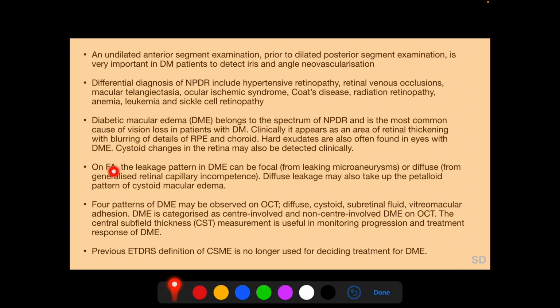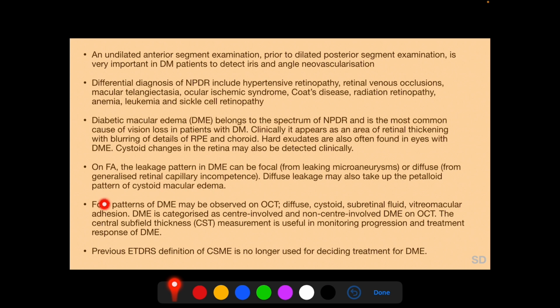On fluorescein angiography, the leakage pattern in DME can be focal from leaking microaneurysms or diffuse from generalized retinal capillary incompetence. Diffuse leakage may also take up the petaloid pattern of cystoid macular edema.